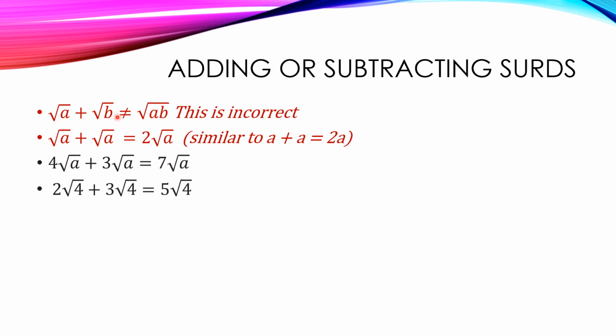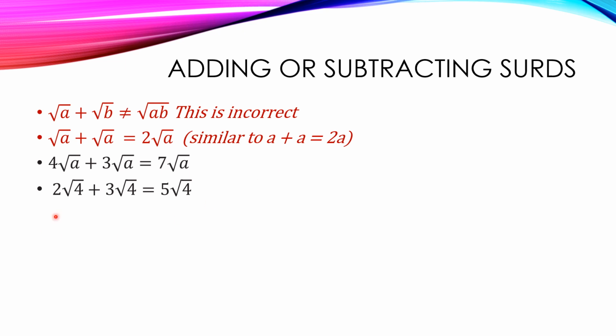The only time you could add or subtract a surd is when the numbers or letters inside the surds are identical. For example, this one, you've got square root of a plus square root of a, so this is just 2 square root of a. This is similar to how a plus a is equal to 2a: square root of a plus square root of a is equal to 2 square root of a.